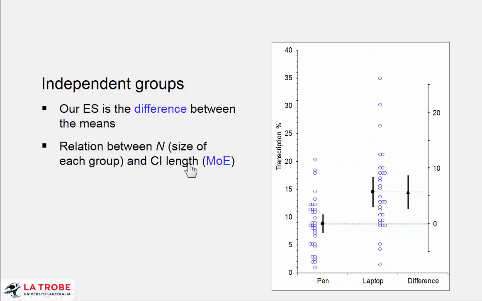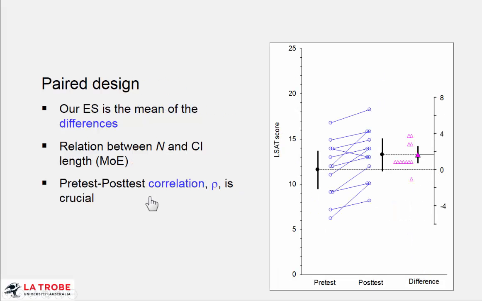We're going to consider the two basic designs, independent groups, and here our effect size of interest is, as usual, the difference between the group means and the confidence interval on that difference. And we're interested in the relationship between N, the size of each group, and MOE for this confidence interval on our effect size. Then in the paired design, once again, we're looking at this effect size, the mean of the paired differences. We're interested in the relation between N, the number of data pairs, and MOE for this confidence interval.